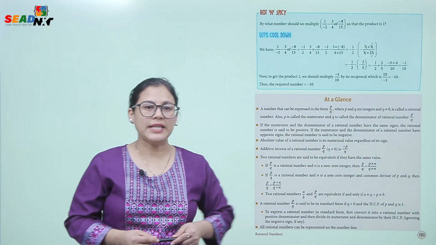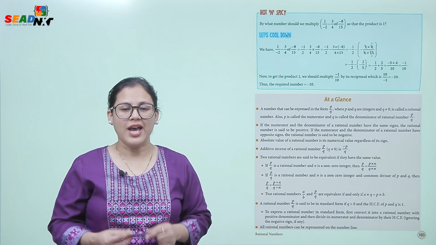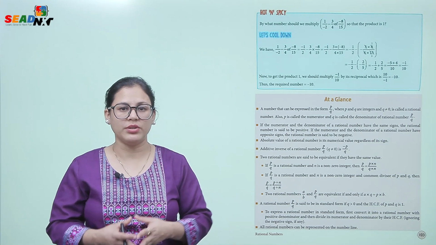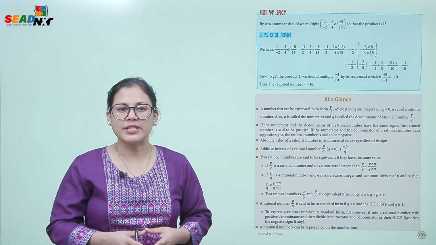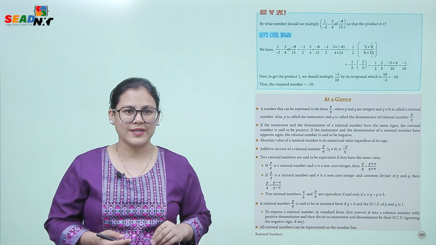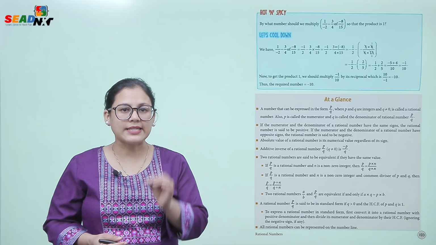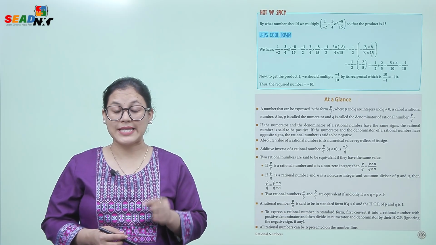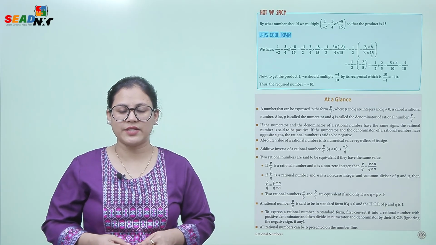At a glance, a number that can be expressed in the form p by q, where p and q are integers and q is not equal to 0, is called a rational number. Also, p is called the numerator and q is called the denominator of rational number p by q. If the numerator and the denominator of a rational number have the same signs, the rational number is said to be positive. If the numerator and the denominator of a rational number have opposite signs, the rational number is said to be negative. Absolute value of a rational number is its numerical value regardless of its sign. Additive inverse of a rational number p by q is minus p by q, where q is not equal to 0. Two rational numbers are said to be equivalent if they have the same value.